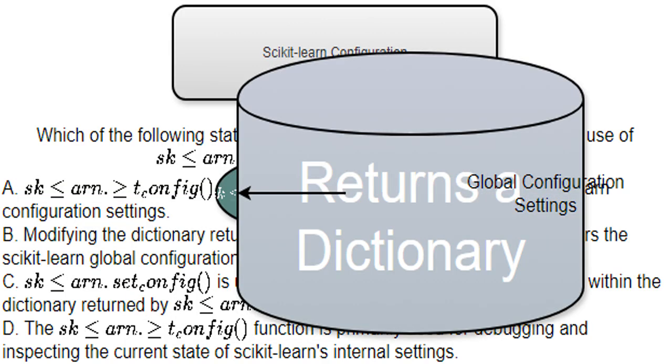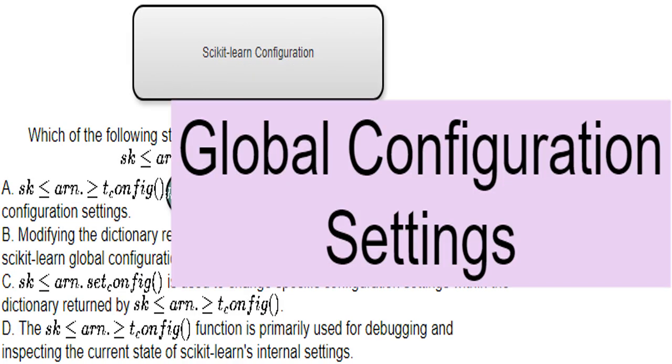The function returns a Python dictionary, a data structure that stores information in key-value pairs, which is very useful for representing settings. These are the settings that affect how scikit-learn works overall, not just for a single task or model.